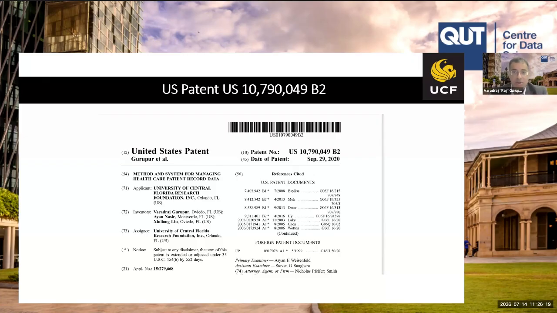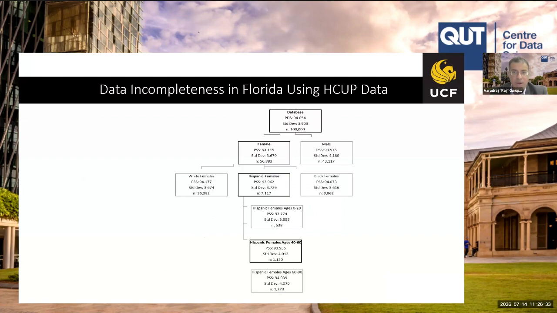We got a patent on this one way back in 2020, so this is one of the things that we came up with. It's used by some academicians across the globe now. We did an incompleteness analysis based on this for the Healthcare Cost and Utilization Project data for 2014 for the state of Florida. You can see the categorization of what type of patient had a higher level of completeness and what type of patient had a lower level of completeness. And this is published information that is publicly available.